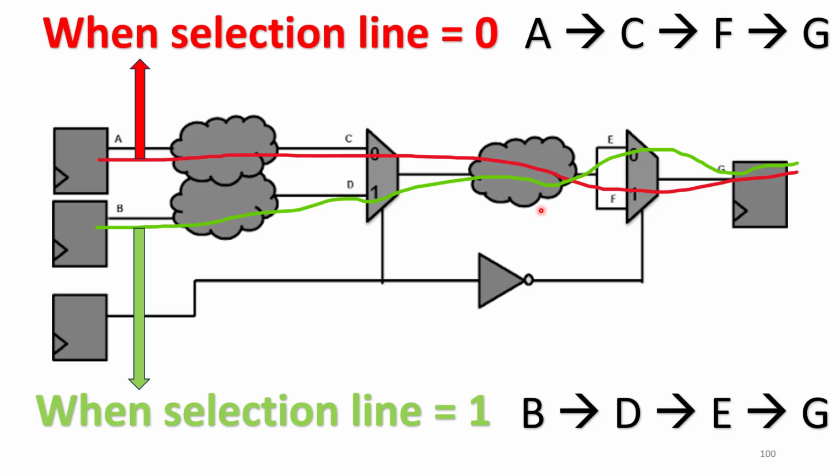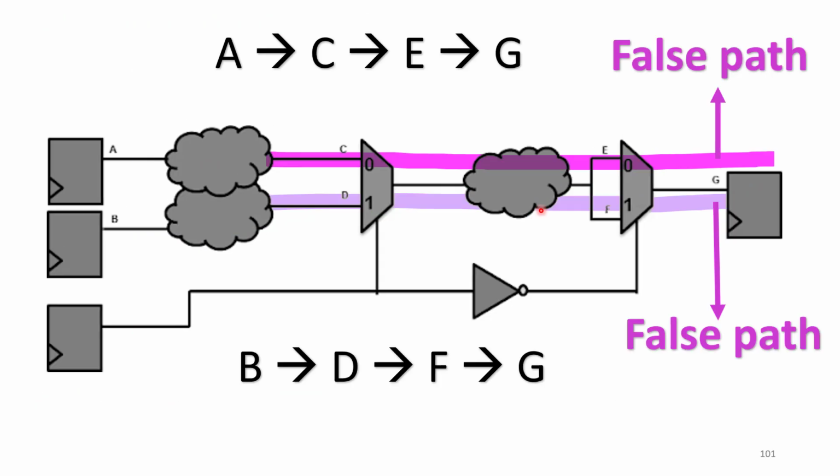Now let us see what are the paths that should be declared as false paths. You can see here there won't exist a direct path from A, C, E, G, and one more is B, D, F, G. Why? Because of the presence of this inverter, whenever you are giving 0 here, it will become 1. If you are giving 1 here, it will become 0. So that's why these two should be declared as false paths.